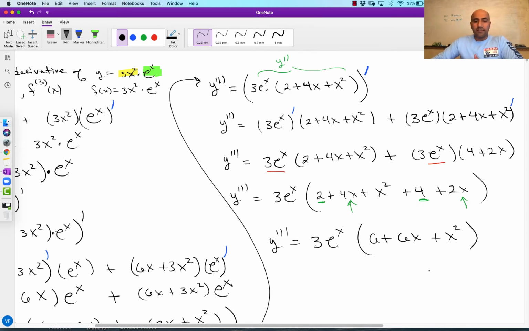So that's good enough as an answer, or if you'd like, we can distribute it and turn it into a nice pretty polynomial. The third derivative equals 18 e to the x plus 18x e to the x plus 3x squared e to the x.